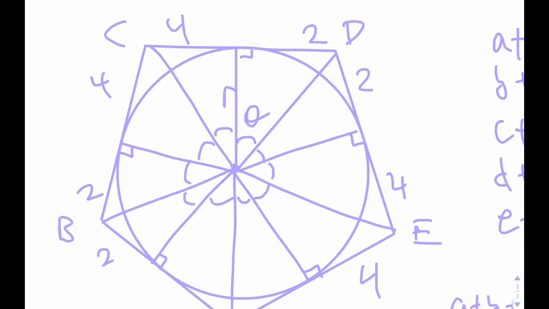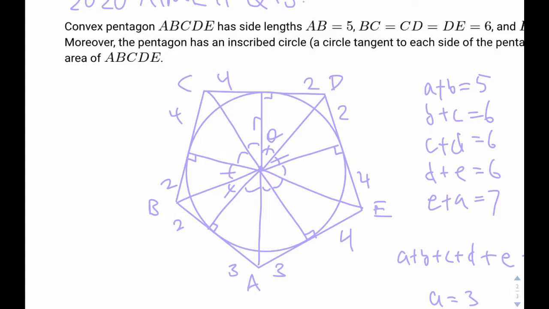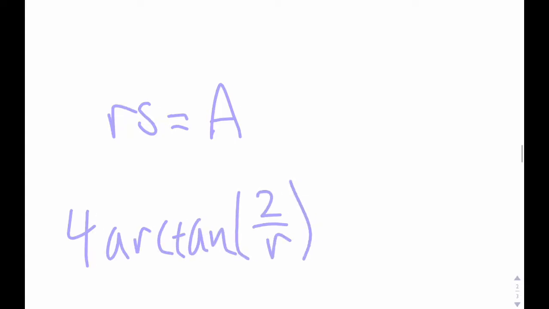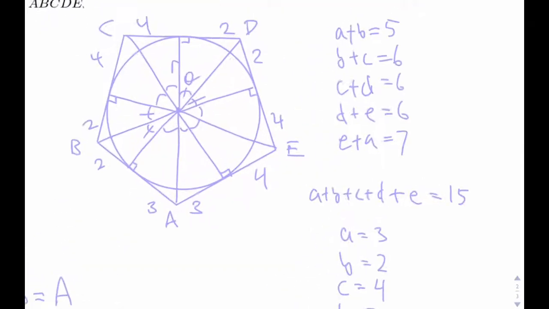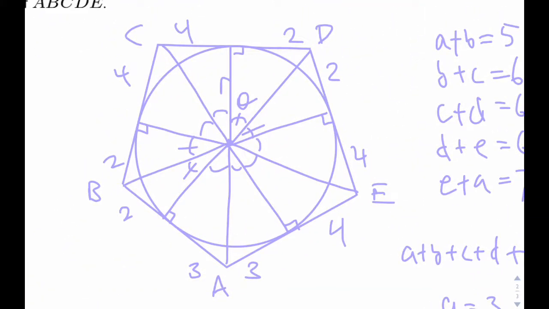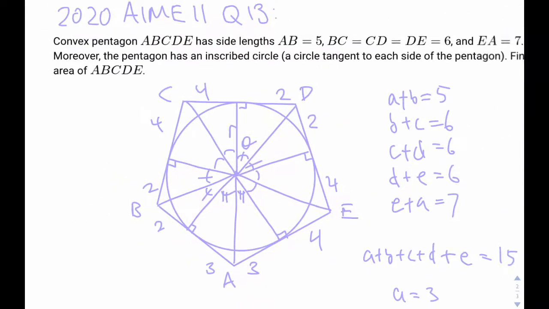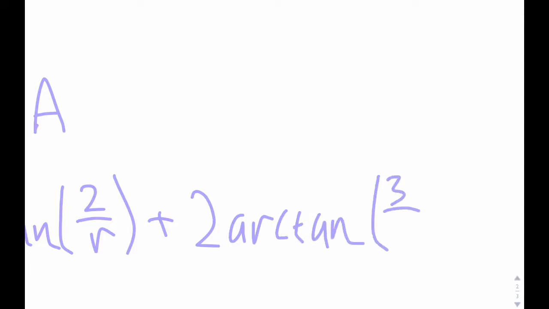So the first thing we can do is, we know that these 4 angles are the same, because each of them subtend the same arc of the circle, which we know because the tangents to the circle are all 2. So we can say that 4 times arctangent of 2 over r is equal to the sum of those 4 angles. Next, we can look at all the angles which have a tangent of length 3, and we see that there are only 2 of them, so we can say 2 times arctangent of 3 over r.